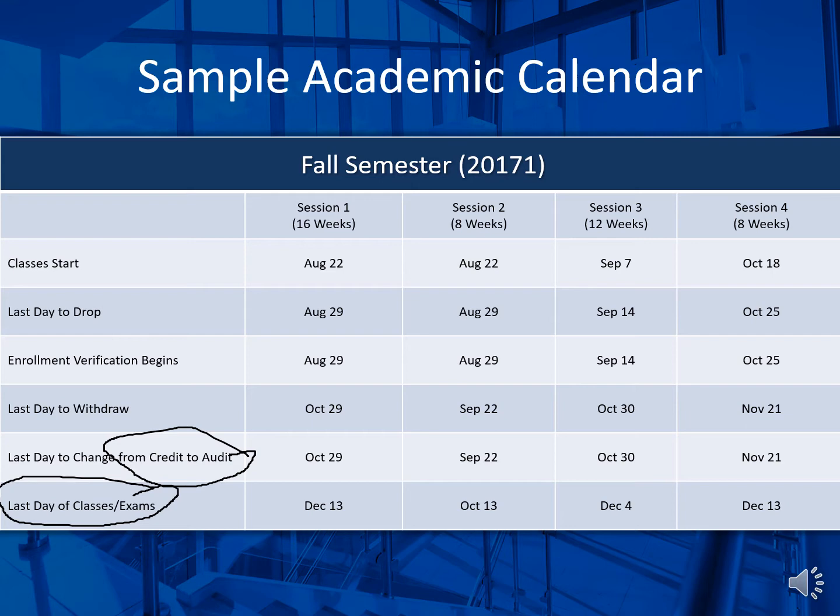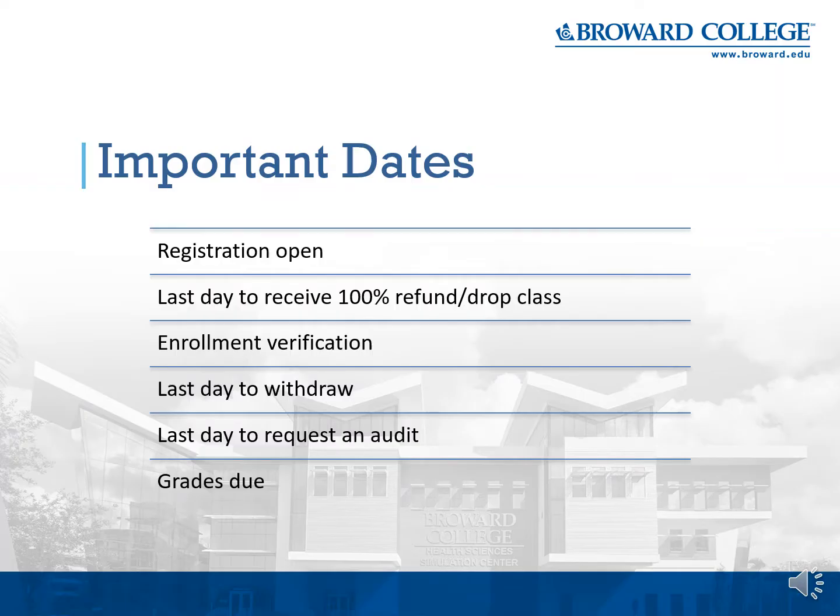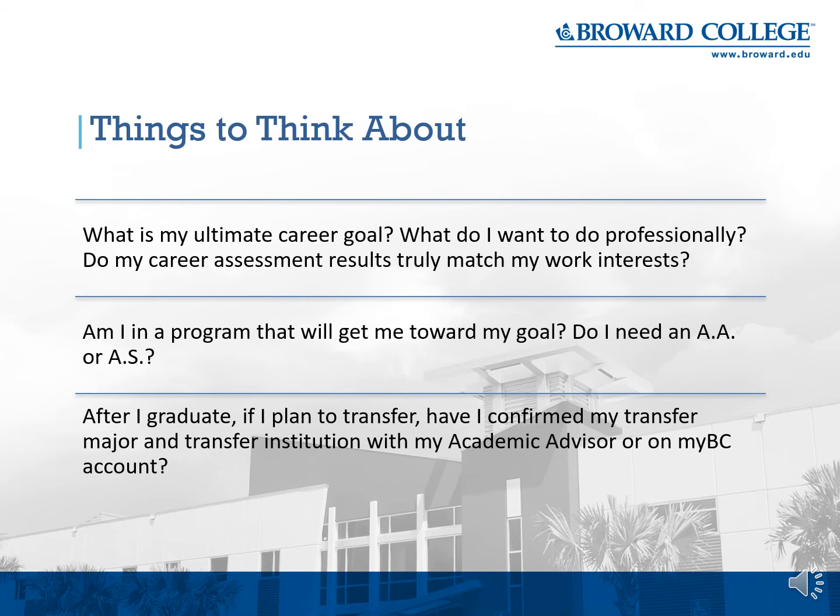This is discussing a sample academic calendar. So for example, if you are looking at a 16-week session, then it tells you when classes begin and end, when you can withdraw, when you can drop, and how to select a credit or an audit. And there are important dates that you should know about: when registration opens, when to drop a course in order to get a 100% refund, when enrollment is being verified, the last day to withdraw, the last day to get an audit, and when grades are due.